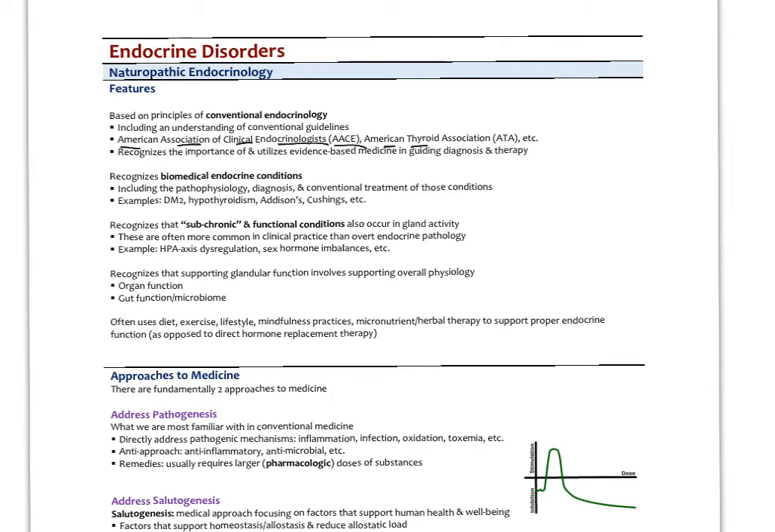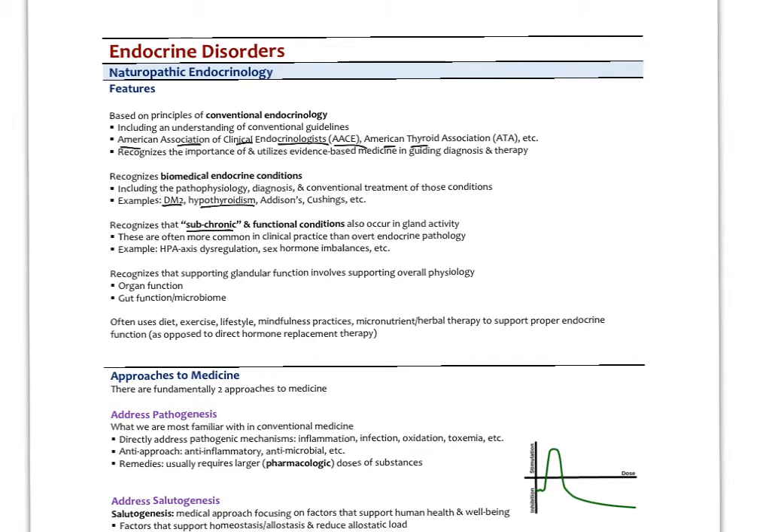So again, we're going to look at the conventional biomedical endocrine conditions like Addison's, Cushing's, type 2 diabetes, hypothyroidism, and so forth. We need to understand what the pathophysiology is, what the assessment is, what the treatments are for all these different conditions. But then we're going to look a lot at subchronic or functional conditions like HPA axis dysregulation or HPT axis or HPG axis dysregulation. These are not as discussed in the conventional literature, but they are in the research literature. If you go to PubMed, there are actually a lot of articles on these things now and how important they are for a lot of our chronic health conditions.